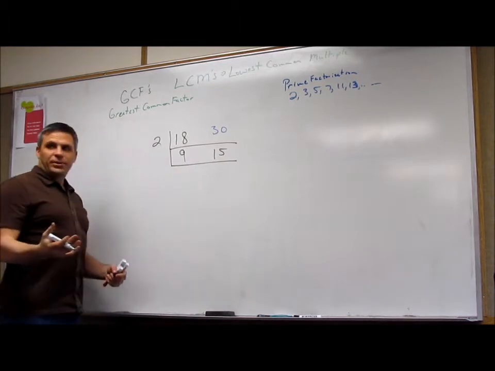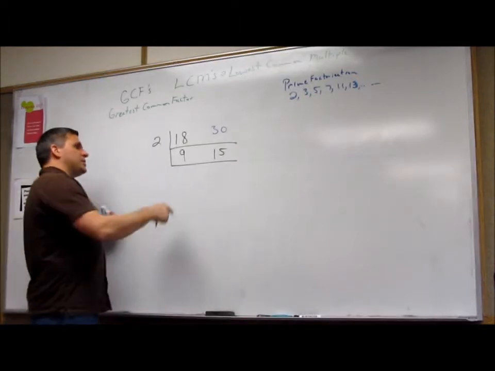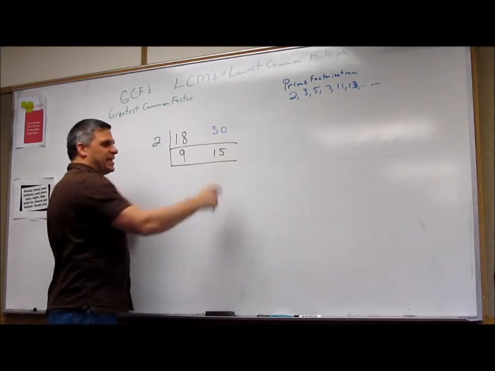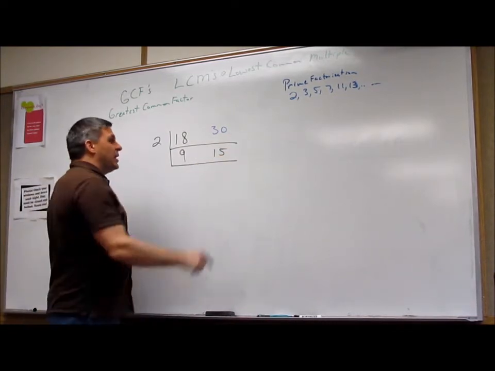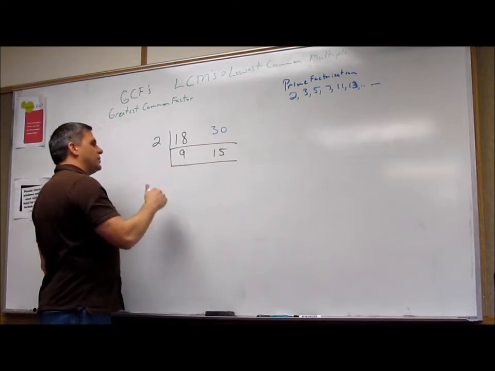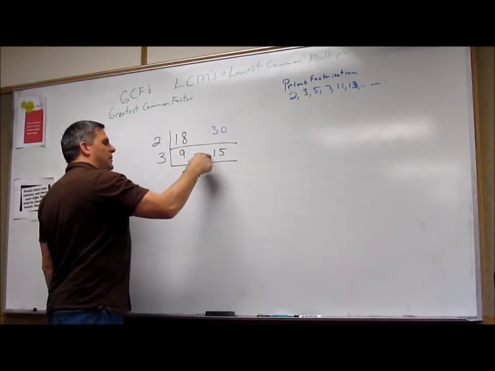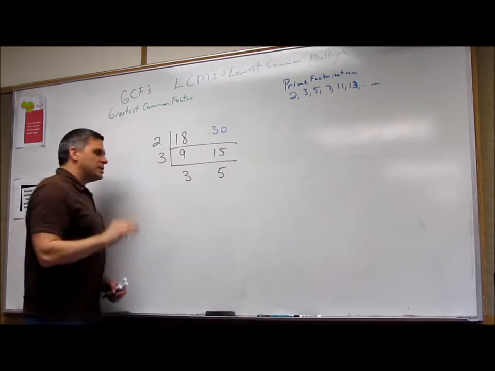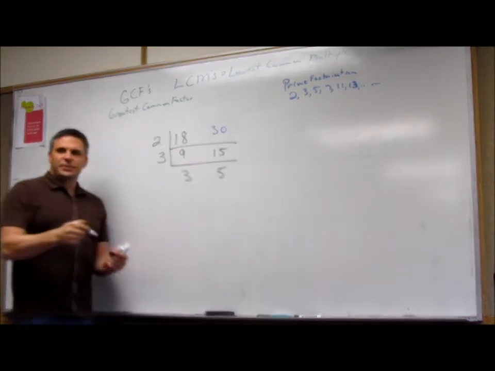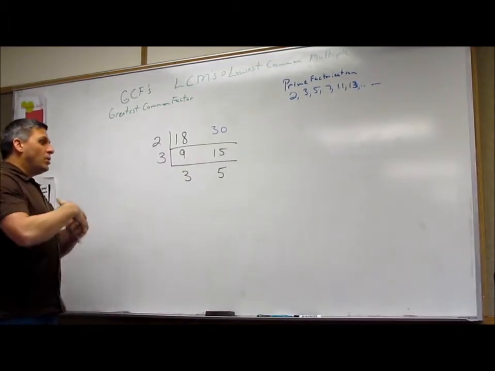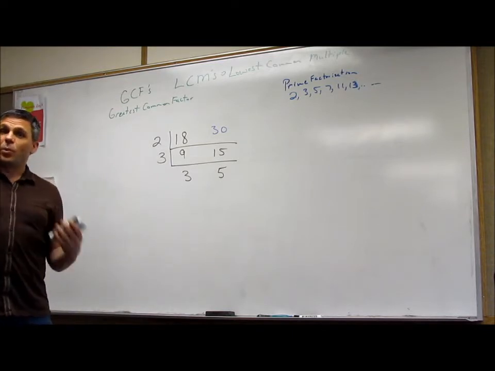Well, let's look at 3. 3 does, because 3 goes into 9. And 1 plus 5 is 6, which is divisible by 3. So I know 3 goes into both of these. Okay, how many times? 3. How many times? 5. Does any number go into 3 and 5? 1. 1, good. So the only number that goes into both of those is a 1.